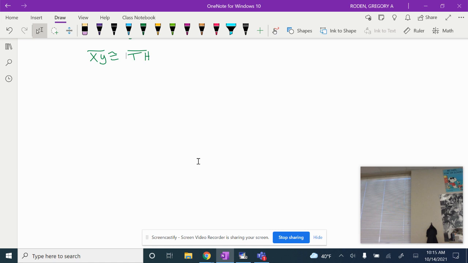Now there's lots of different things we can construct. We can construct angles, parallel lines. But right now we're just practicing this.